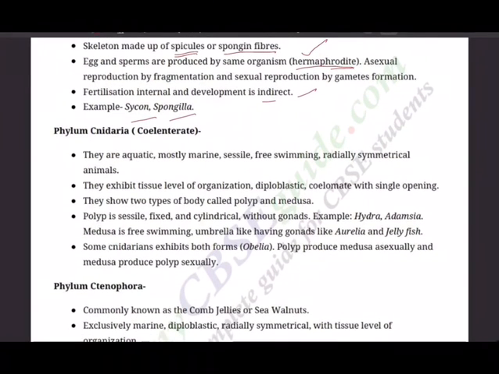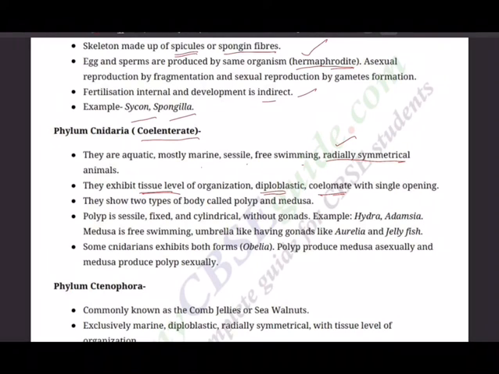And second, phylum Cnidaria or Coelenterata. These are aquatic, mostly marine, sessile or free swimming, radially symmetrical. See, radially symmetrical. You can remember it as Hydra. They exhibit a tissue level of organization. There it is cellular, here it is tissue level. Diploblastic, two layers, ectoderm and endoderm. Coelenterate, with a single opening.